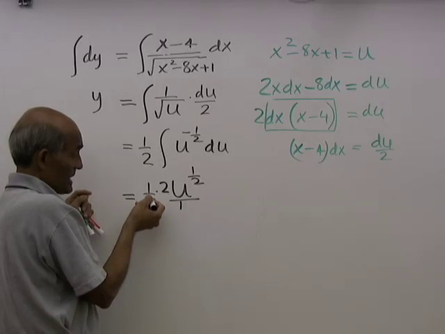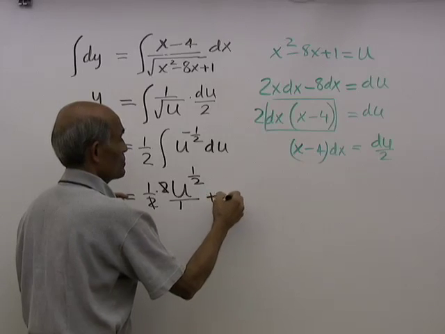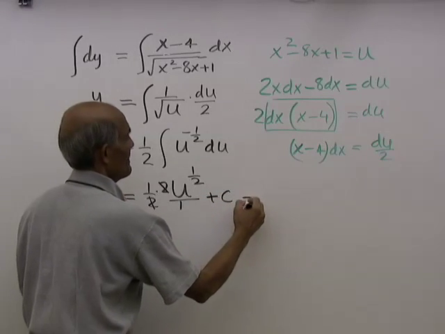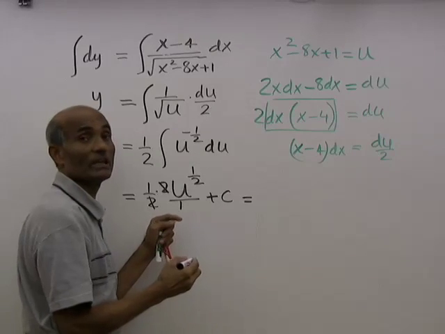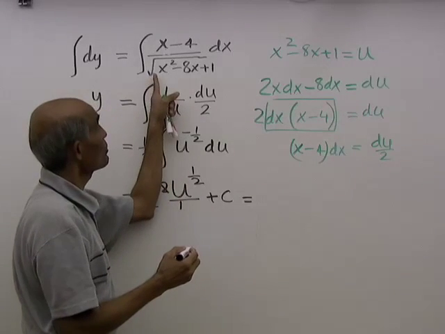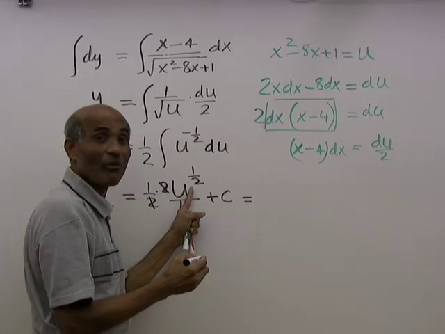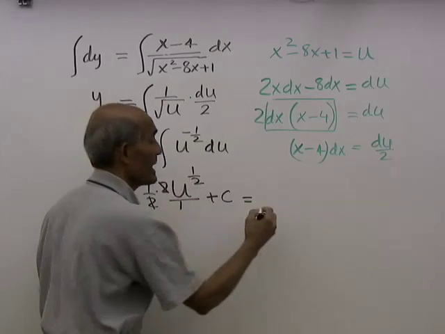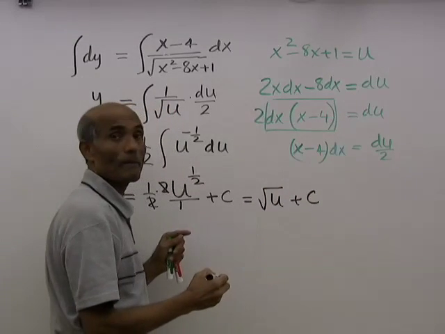And you notice that here the 2's will cancel. And of course there is a c there. And that will be u to the power of 1/2 plus c. And since the original expression is a square root expression, we can bring that form back. U to the power of 1/2 is square root of u plus c.